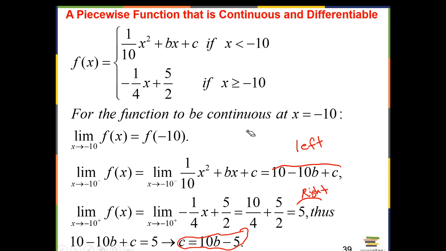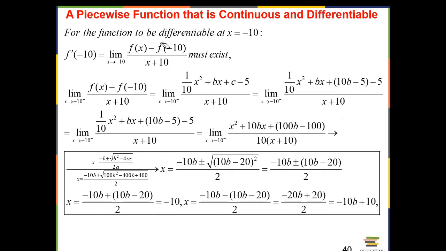Okay, so that was the continuity requirement. What about the differentiability requirement? For this function to be differentiable, this limit has to exist. Remember the definition of the derivative at a point? So f prime at -10 has to exist. So we set up this limit again from the left and from the right. From the left, again, we have to use this part of the function. So it would be f of x minus f of -10. That would be f of x, and minus f of -10, which we know is 5, so that's minus 5. The denominator is just x minus -10, which is x plus 10.